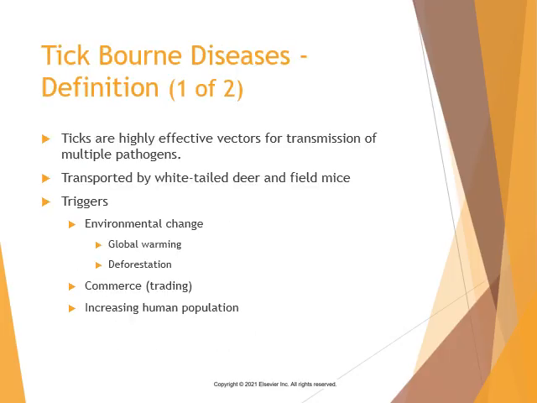Next, we're going to talk about our tick-borne diseases. Ticks are very highly effective vectors to transmit multiple pathogens. We have ticks that are brought to us by white-tailed deer and field mice. Some of the things that I mentioned previously when I talked about all the deer in my backyard: environmental changes, things like global warming and deforestation.